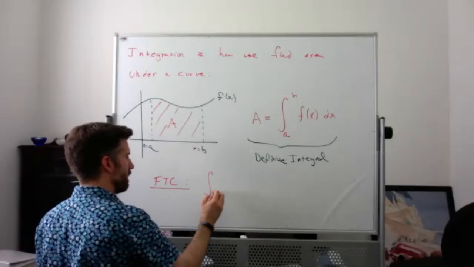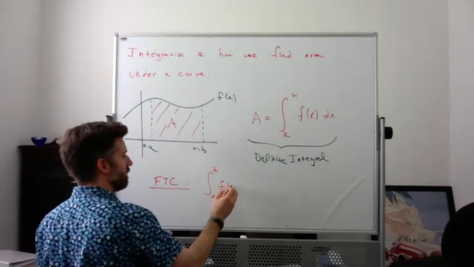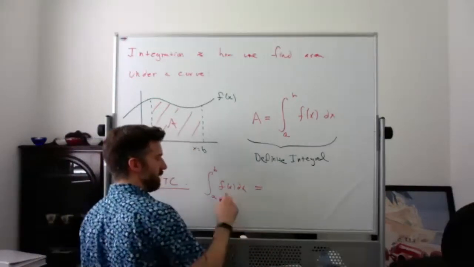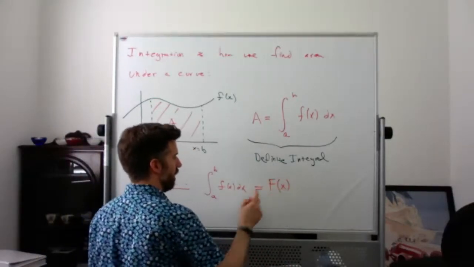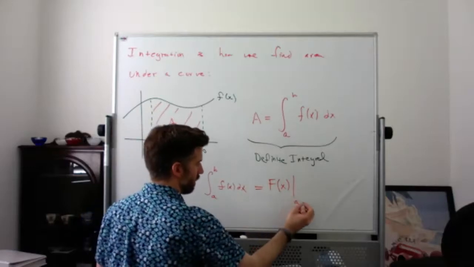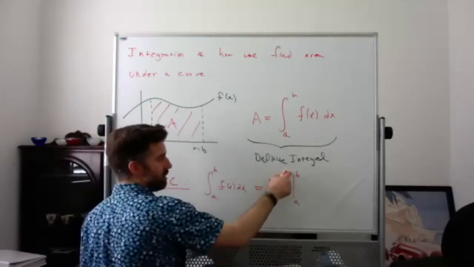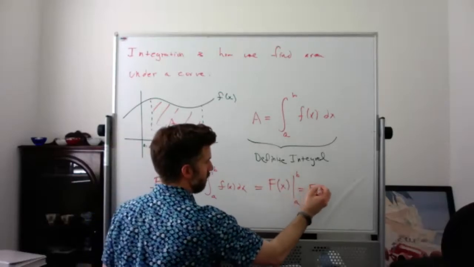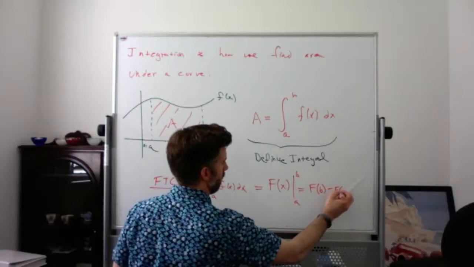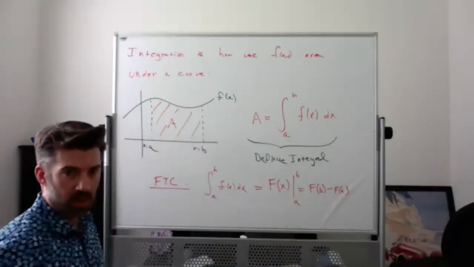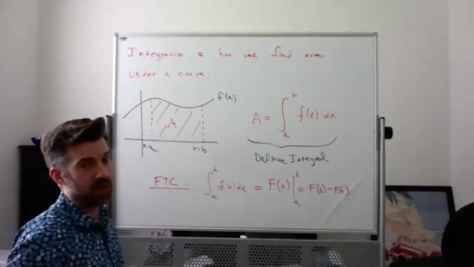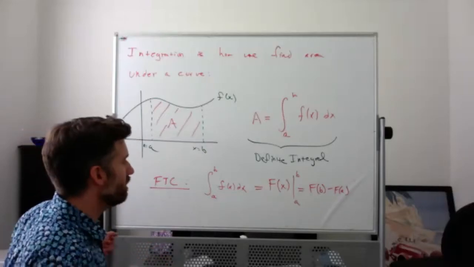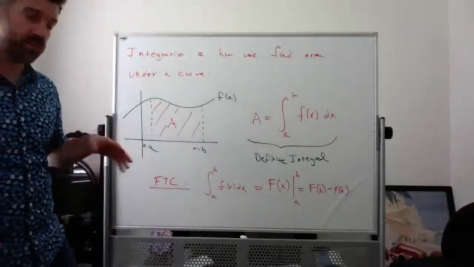It says that the area under the curve f of x between a and b can be calculated by finding the antiderivative of that function and plugging in the limits of integration. B first, a second. Always the top limit minus the bottom limit. So this is capital F of b minus capital F of a. And we're going to use this idea to calculate area under curves and area between curves. So let's do an example that we actually already know the answer to.